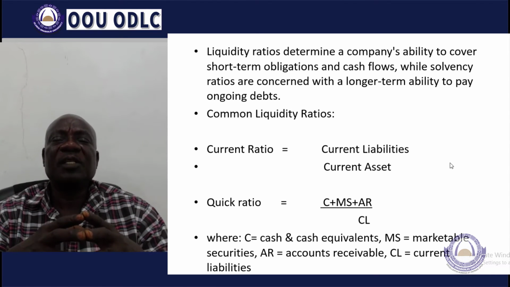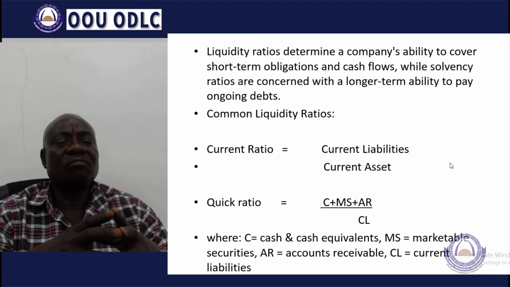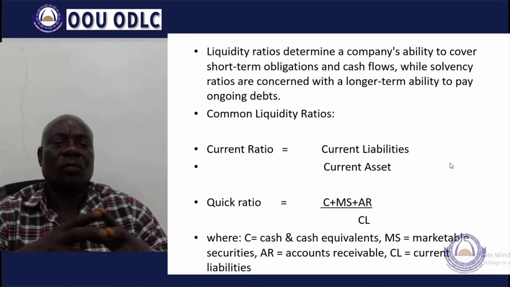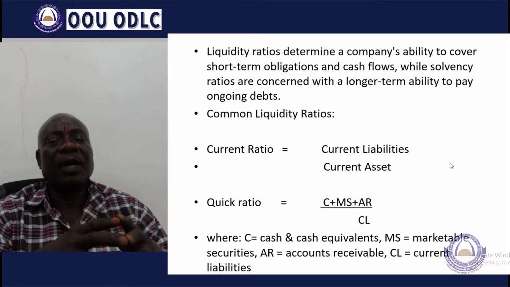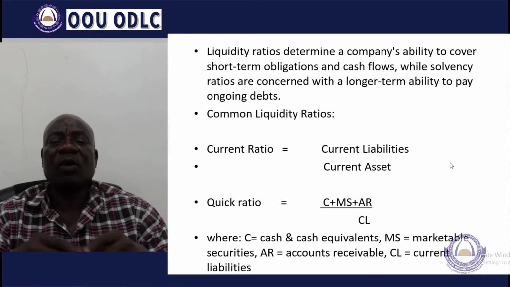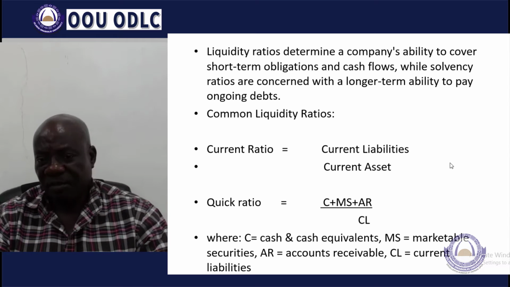The common liquidity ratios are majorly two. We have the current ratio, which is calculated by using current assets over current liabilities.